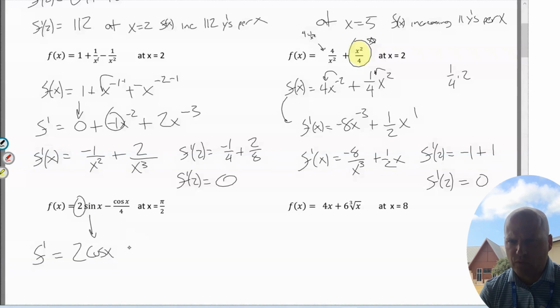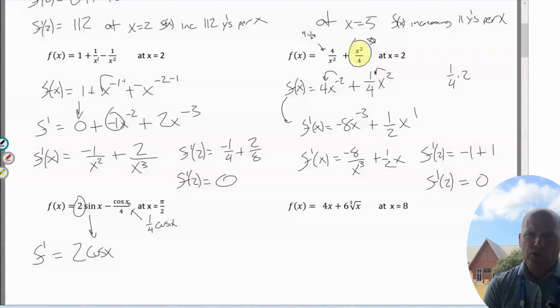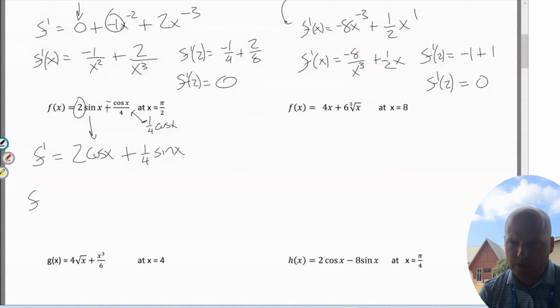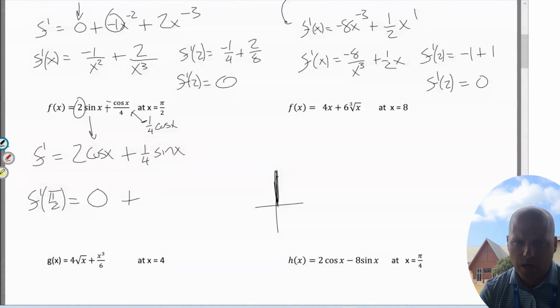What about cosine x over 4? Well, I'm going to probably rewrite this first as 1/4 cos x. The slopes of cosine are negative sine. So if this is maybe a negative 1/4 cos x, the slopes of negative cosine would be positive sine. There are the slopes of f. If I were to plug in pi over 2, the cosine of pi over 2 is straight up and down. I'm not going to the left or to the right at all, so this is 0. I am going up 1, so I do get the answer 1/4.